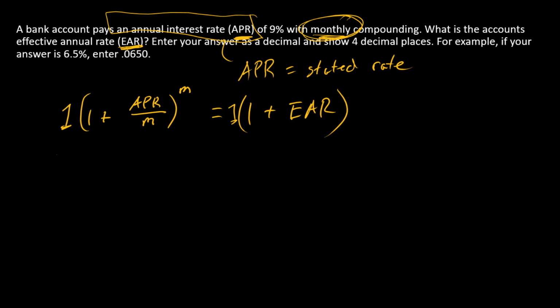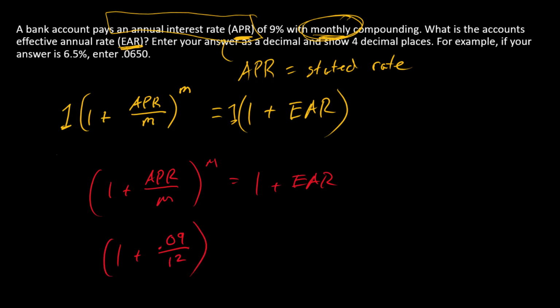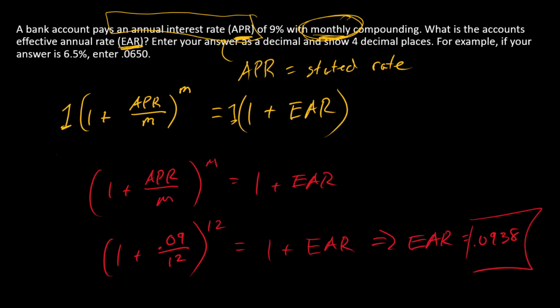And so to make this a little bit more simple, then here's our formula. And so for this problem, we enter our APR, which is 9%, divide that by 12, so there's our periodic rate. Raise it to the 12th power. That's going to be equivalent to 1 plus the EAR. And so from here we can solve for the EAR, and we will get 0.0938, or 9.38%. So there's the answer.